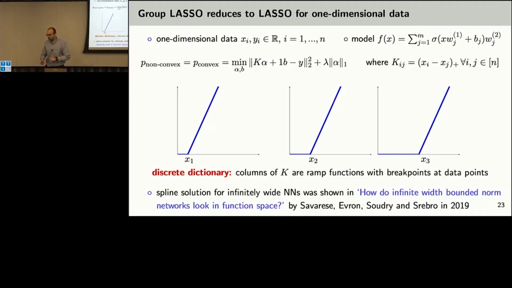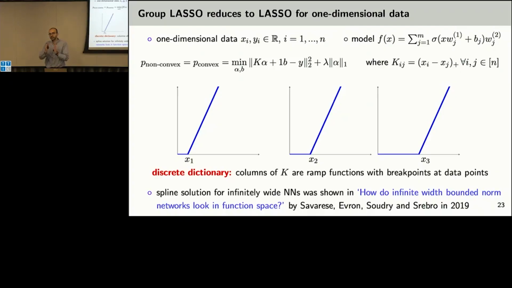So this result shows, since you have group lasso, when you set dimension to 1, group lasso reduces to lasso. And you're going to have this model. In fact, the constraints, they go away. They're always satisfied. This is going to be the optimal solution, and this is for finite neural networks. It's a lasso model in 1D, and the matrix K will have these entries, (xi minus xj) plus.